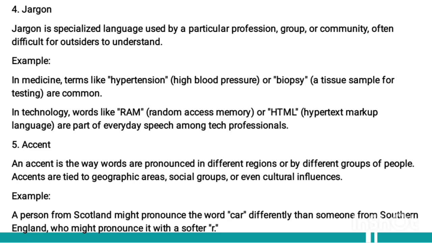Next one is accent. An accent refers to the way words are pronounced. Accents can vary by region, country, and even social groups. The same words can sound very different depending on where you are from. For example, a person from Scotland might pronounce the word car with a strong R sound, while someone from southern England might pronounce it more softly.